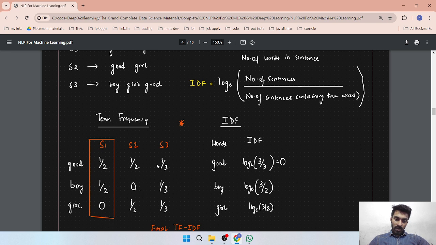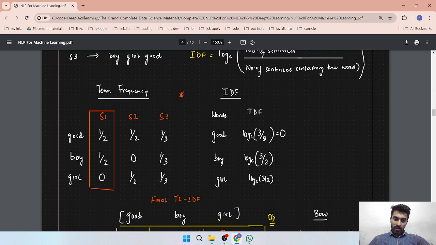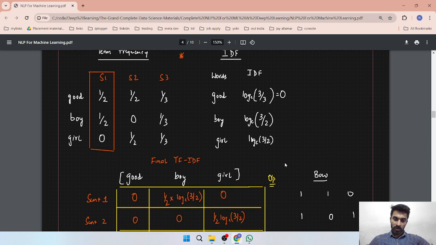In sentence 2 it is the same, and sentence 3 is 1 by 3, 1 by 3, because every word, "good", "boy", "girl", is coming one time, and the total number of words is 3. Now we have to calculate inverse document frequency. I already told you, it is the total number of sentences upon how many sentences contain the word. "Boy" is contained in 2 sentences and "girl" is also contained in 2 sentences out of 3. So we have 3 sentences in total, but 2 sentences contain it, so this is log 3 by 2. That's how this function will work.